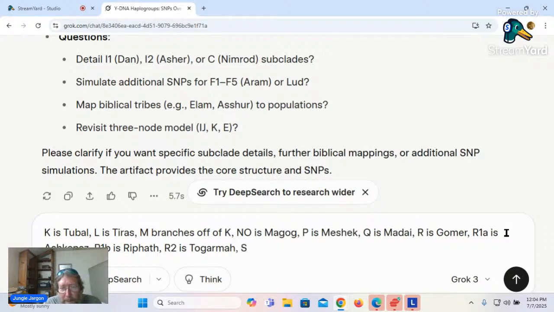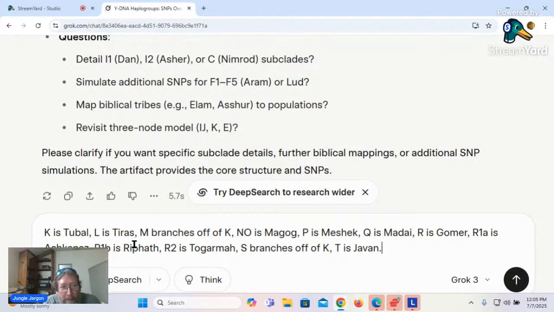S branches off of K. T is Javan. Elisha, Dodanim, Kittim, and Tarshish, four sons of Javan in the Mediterranean. They're all over, all the way to India, as a matter of fact. They're between Iberia and India.